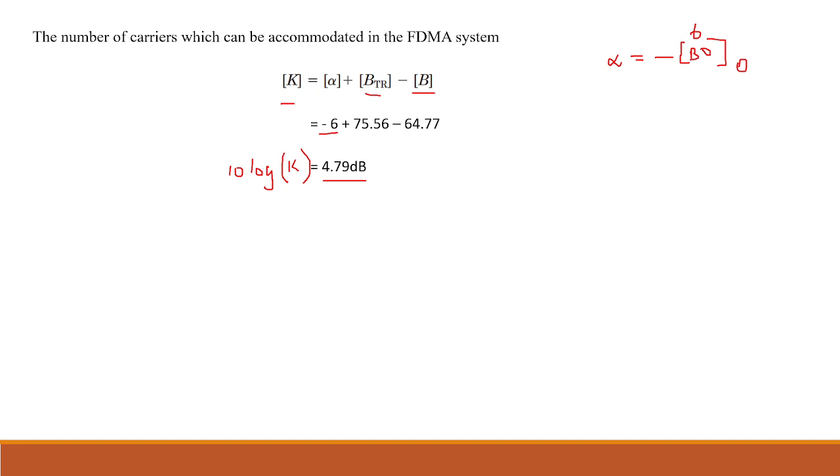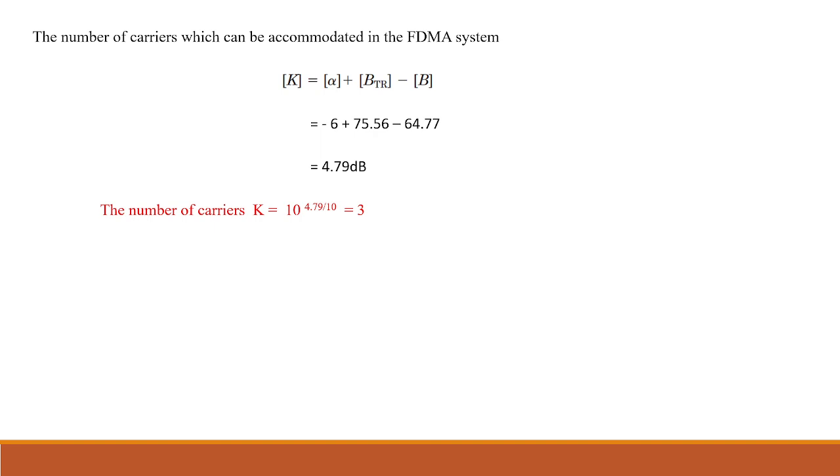So now we need the value of K in this equation. In order to find K, we need to divide by 10 and take the inverse logarithm. Then we get K equal to 10 to the power 4.79 divided by 10, whose value is approximately equal to 3. Therefore, the number of carriers required is 3.